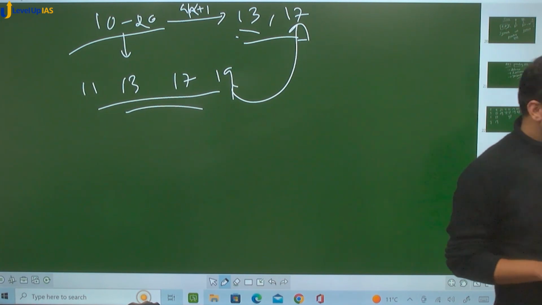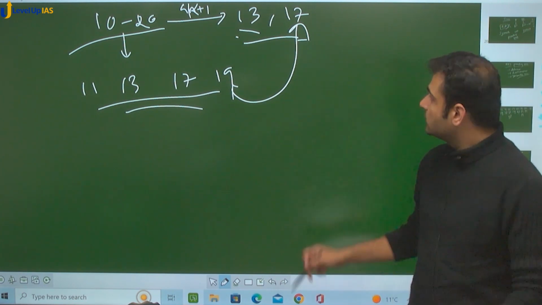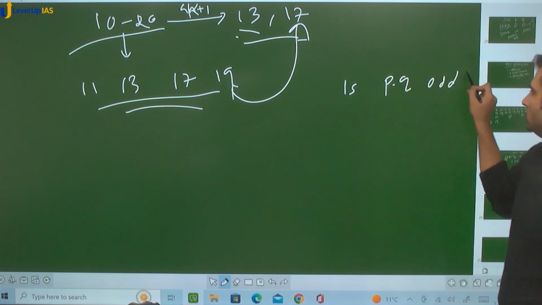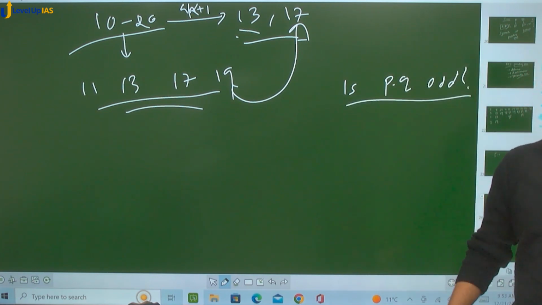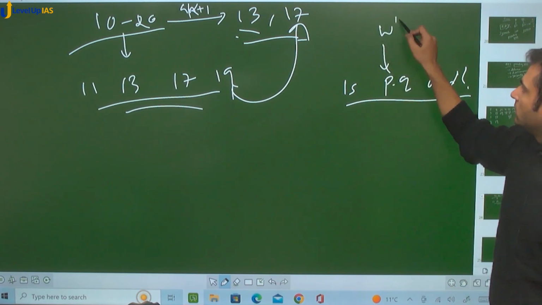Next question, look, again data sufficiency. The question is, is P into Q odd? When is P into Q odd? When both are odd? When both odd?